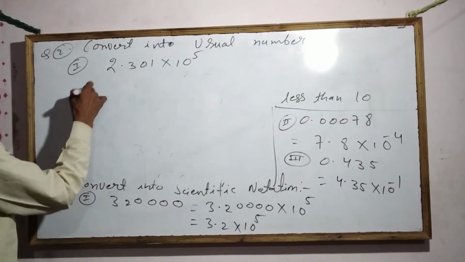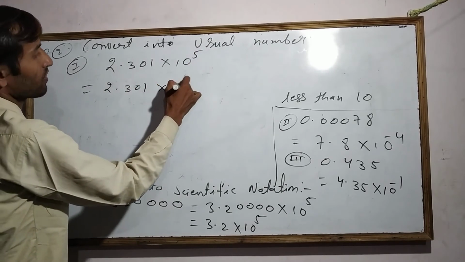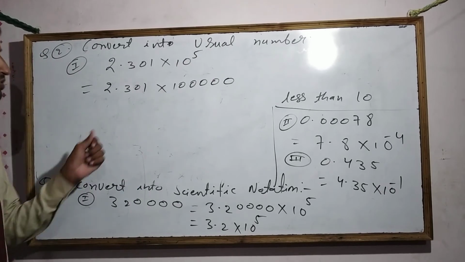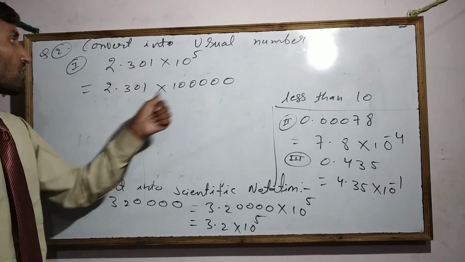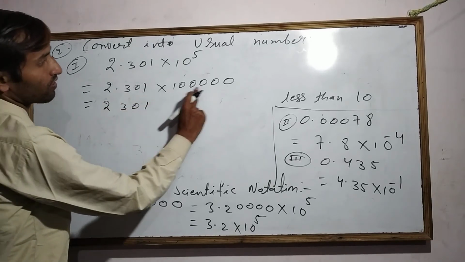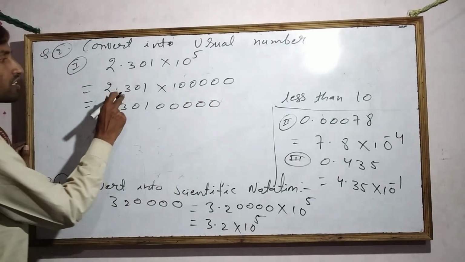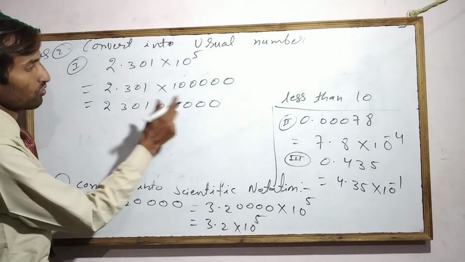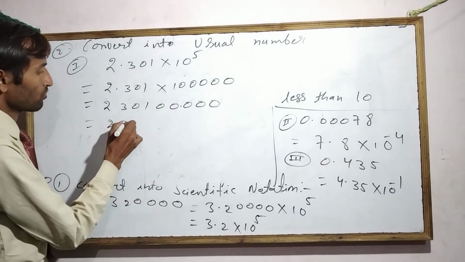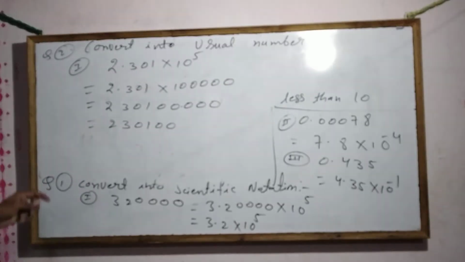As you see here, 2.301 into 10 power 5, where 10 power 5 means 100000. Now we have to multiply both. You can multiply 2301, and now you have to put the zeros in place of this. Then for the decimal, 3 digits are there, so the decimal will come after 3 digits. So the final answer is 230100. Now remove the extra zeros.